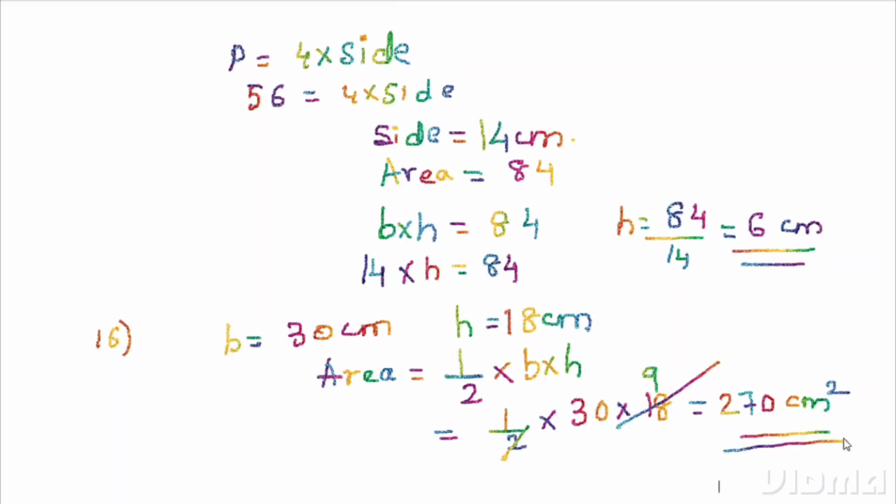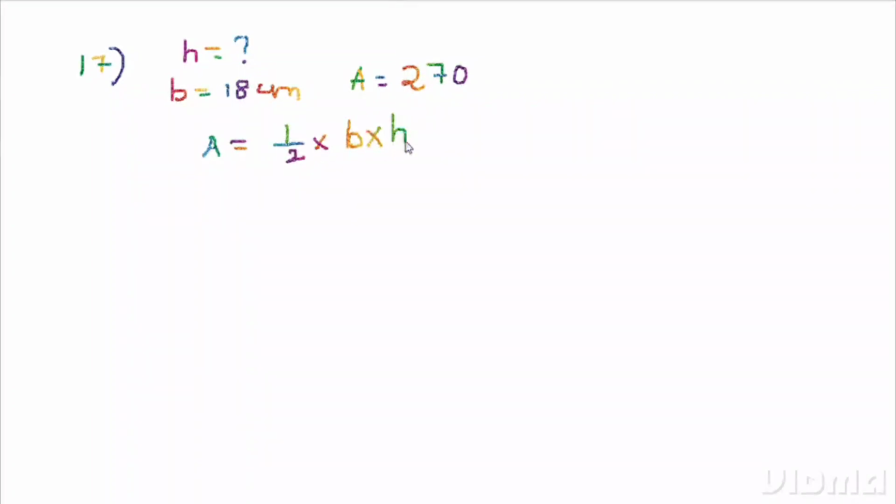Now let's move on to the 17th question. So the 17th question says that you have to find the height of the triangle. So here they haven't given you the height, but they have given you the base. So the base is given to me as 18 centimeter and the area is also given to me, that is 270 centimeter square. So area is again half multiplied by base multiplied by height. So area is 270, then half multiplied by base is 18 and height I don't know.